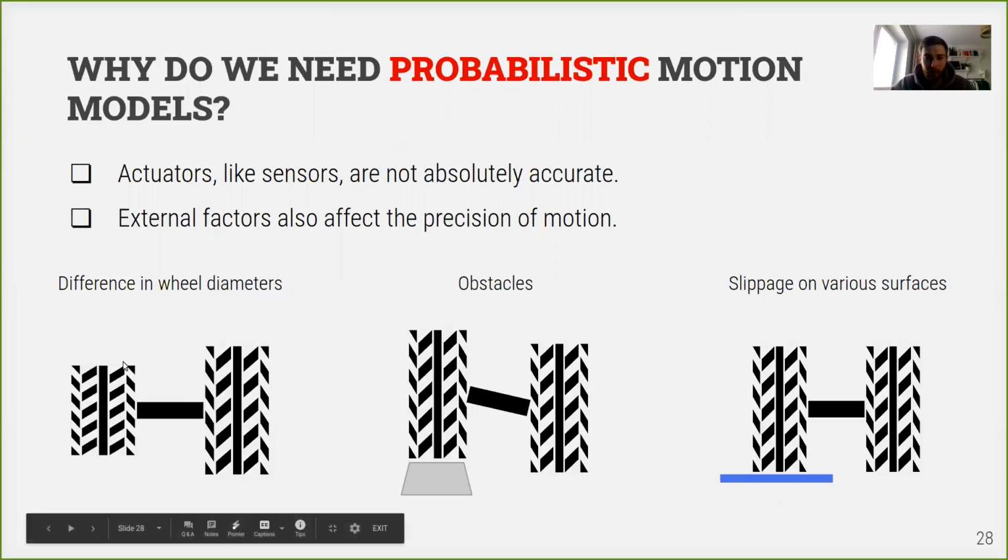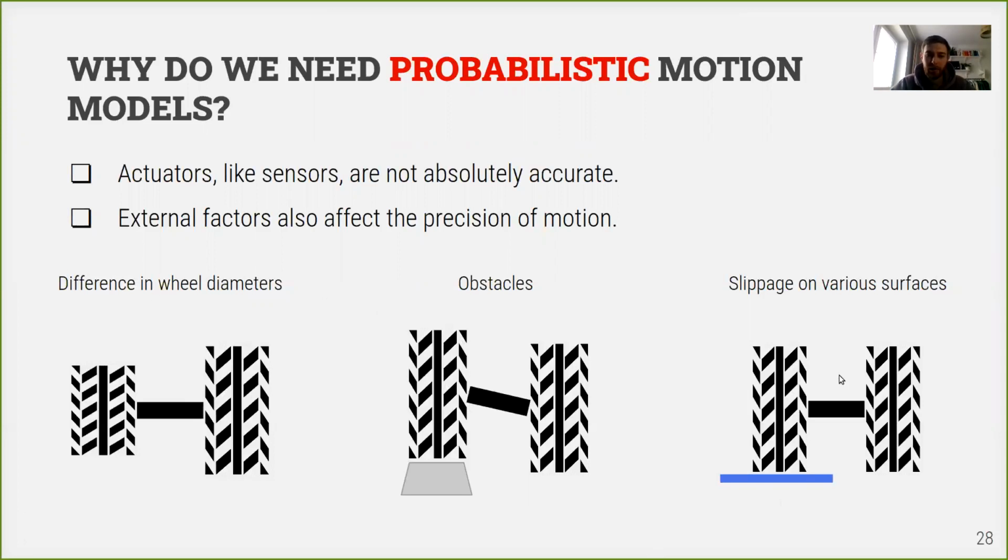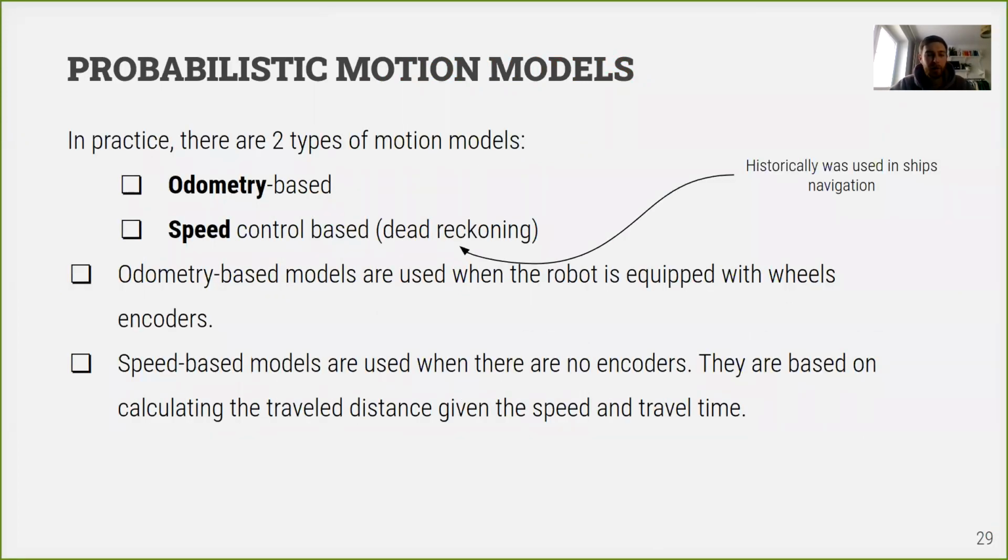So how do we use all these external error sources, and how do we account for them in our probabilistic motion models? Let's see. So first of all, there are two major types of probabilistic motion models used. First is called odometry-based, and second is called speed control-based. And we will discuss in a second what the difference between them is. So odometry-based models are used if our robot is equipped with wheel encoders. We discussed what encoders are in our first lecture.